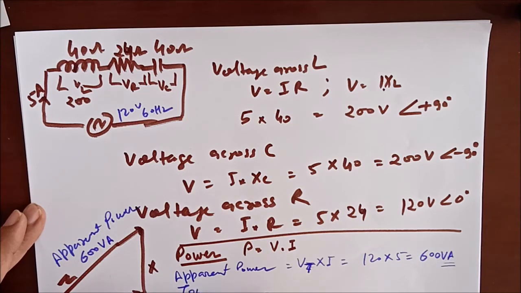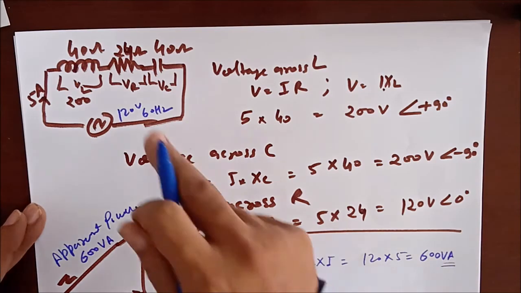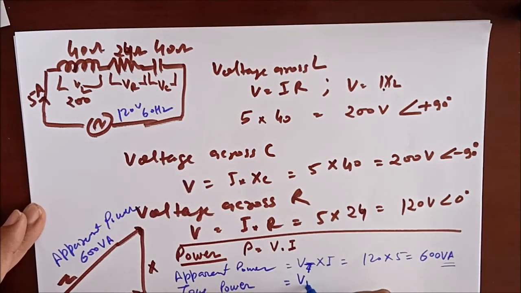True power, real power, or you can say RMS power. This is voltage across R. So VR into I is the actual power. But in this case, because it's resonant, this is also the same into 5. But this is now 600 same, but in watts. This is the watt value. This is 600 watts.